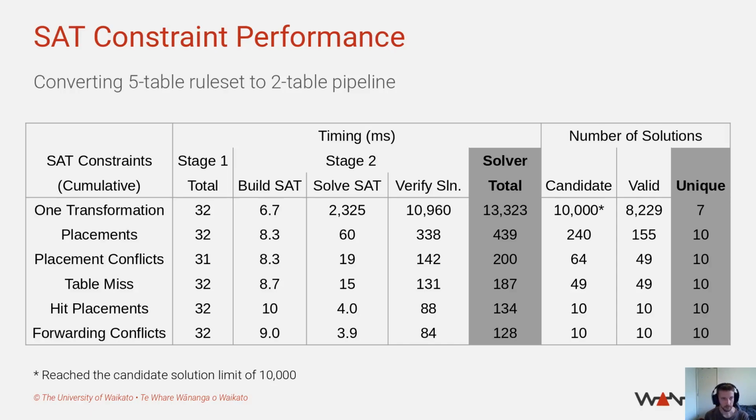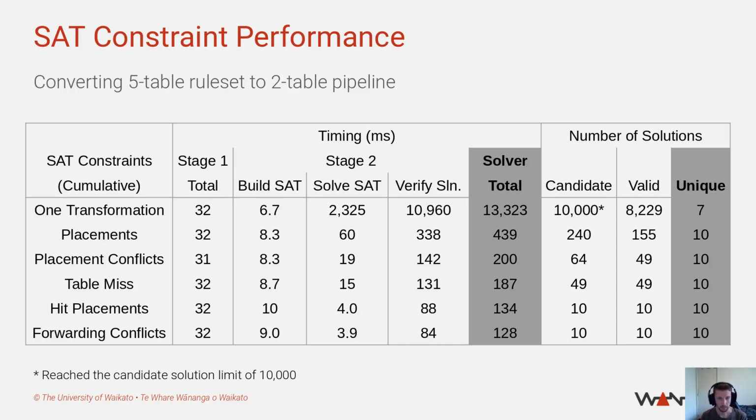And here are the results from our experiments looking at the SAT constraint performance. So in this table, the less constrained run is the first row, and reading down this table, we add more and more of those constraints that we listed earlier to check that they're actually being effective. So if you look at the solver time, overall, the solver time decreases. So this is milliseconds, so we've gone from 13 seconds down to 128 milliseconds.